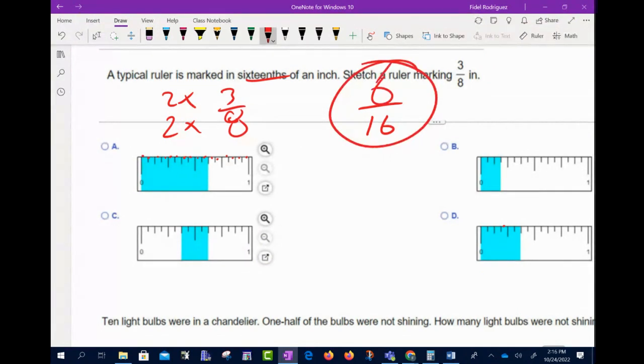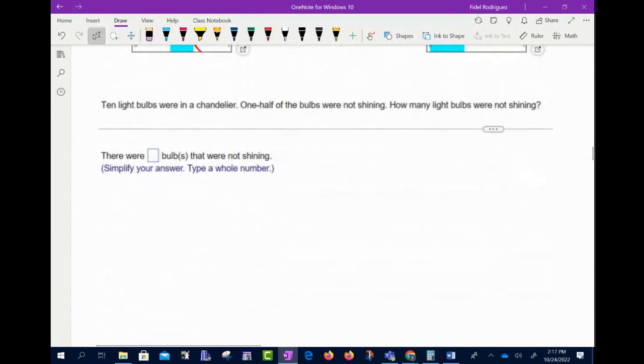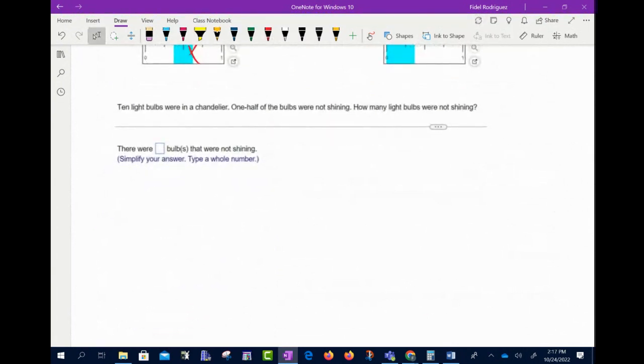So I want to know which one of those up there has 6 out of the 16. Well, look. 1, 2, 3, 4, 5, 6. No, okay, I know it's not that one. That's too much. I definitely know it's not that one and not that one. Maybe D. 1, 2, 3, 4, 5, 6. There we go. So D is my answer. And then finally, let's see. 10 light bulbs were in the chandelier. Half of the light bulbs were not shining. How many were not shining?